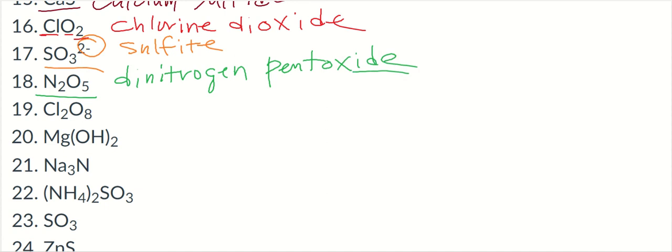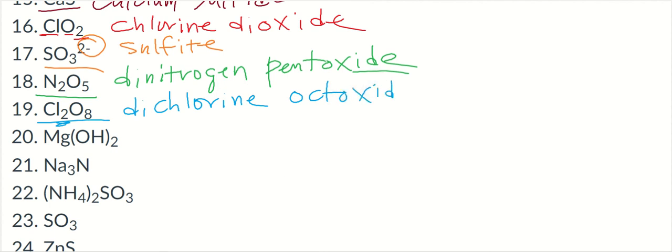What are we at? Back to blue. Nonmetal, nonmetal. There's a prefix there. We need to use di for 2. Just write the full name, chlorine. Dichlorine. Octa, drop the A because oxygen starts with another vowel, so it's octoxide.